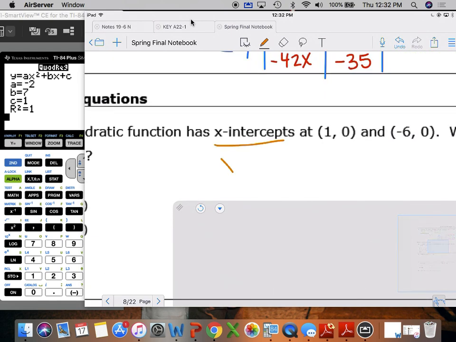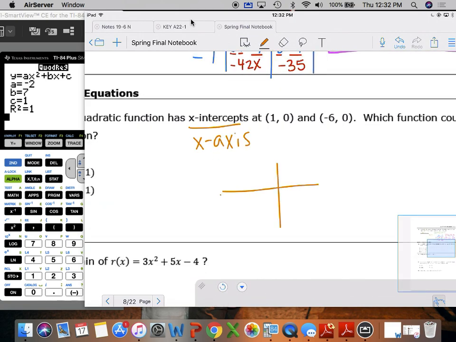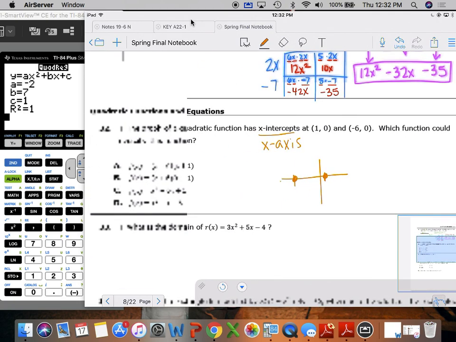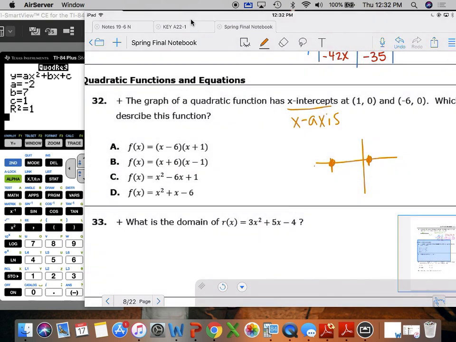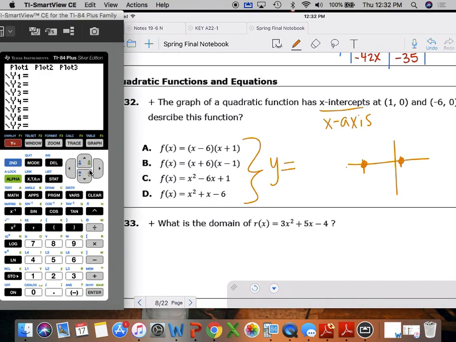So x-intercepts mean it crosses the x-axis at 1 and negative 6. So 1 and negative 6 would be somewhere over here. So what I'm going to do is put all of these into y equals and look at my graph. So on y equals, I'm typing in exactly what I see. Parentheses x minus 6, close parentheses, parentheses x plus 1, close parentheses. When I graph, this does not cross at negative 6 and positive 1.